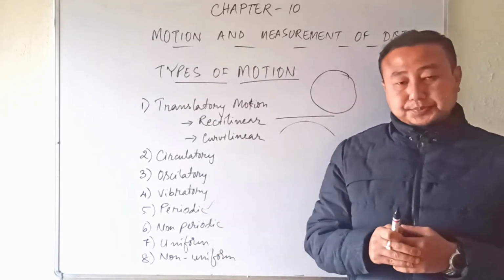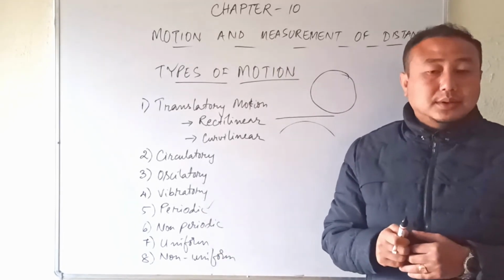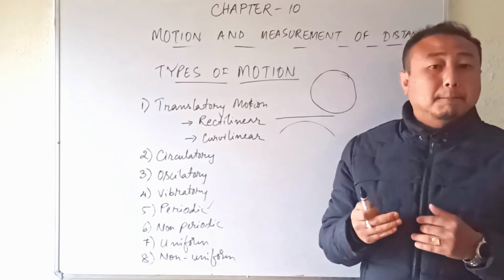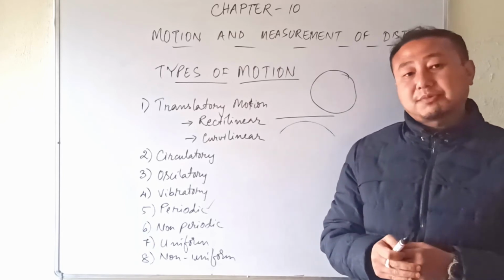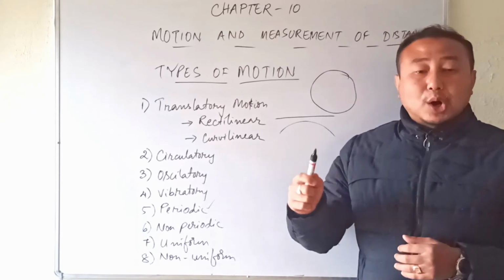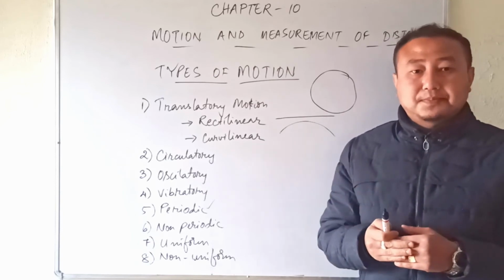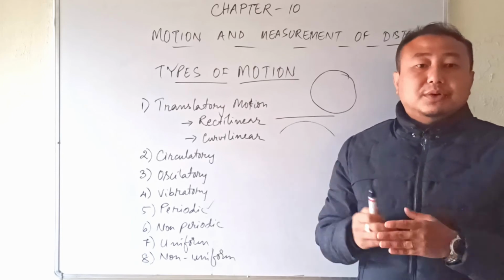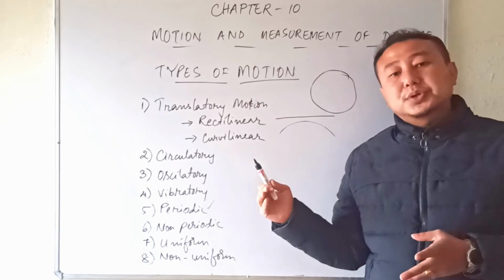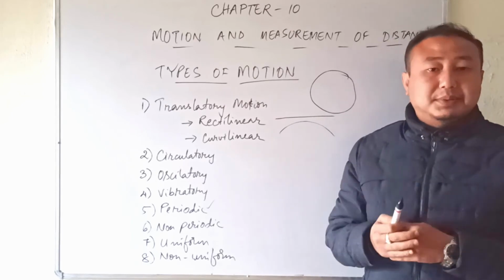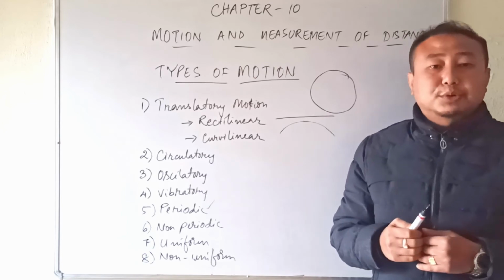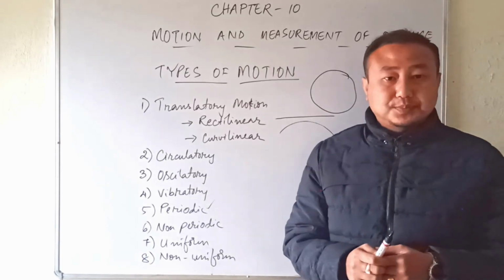Non-periodic motion is the one in which the motion occurs continuously but takes different intervals of time. Going from home to school and from school to home, sometimes it happens every day. But the time interval that it takes when we go from school to home and home to school may be different. Such type of motion we call a non-periodic motion.